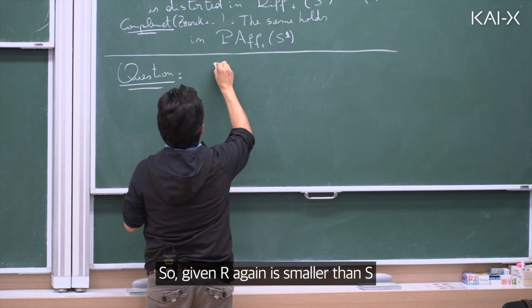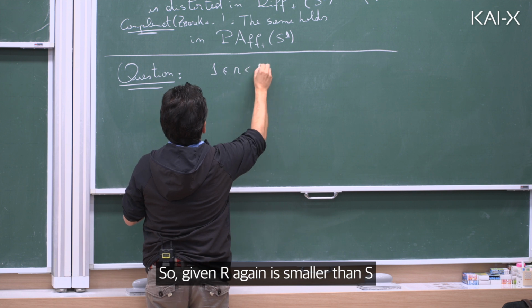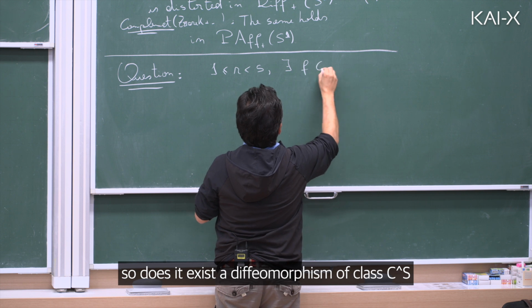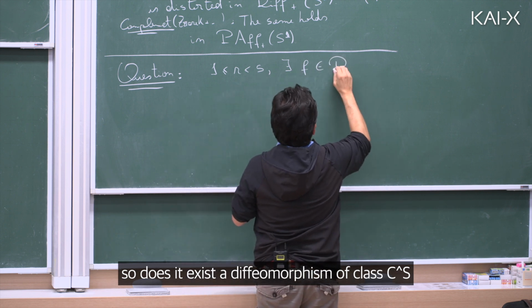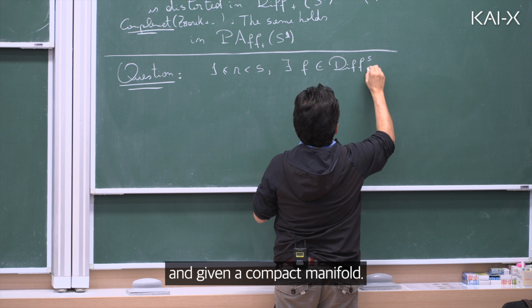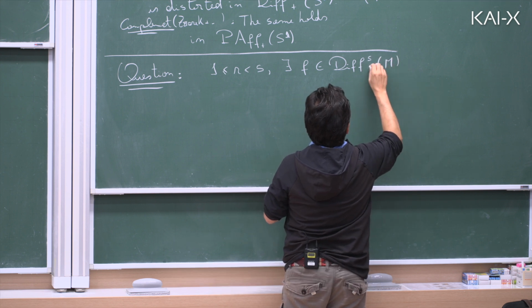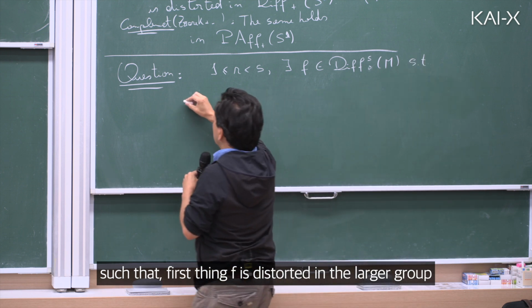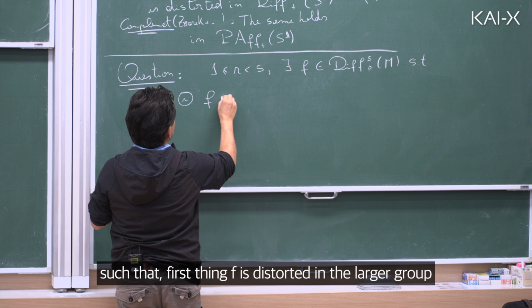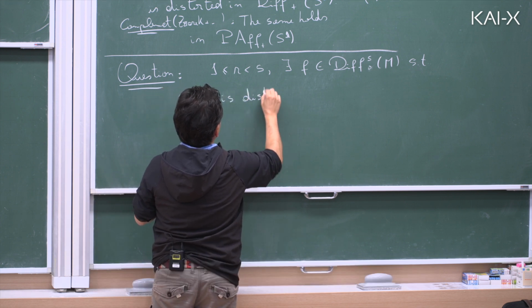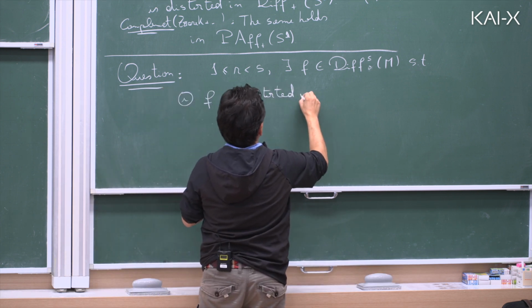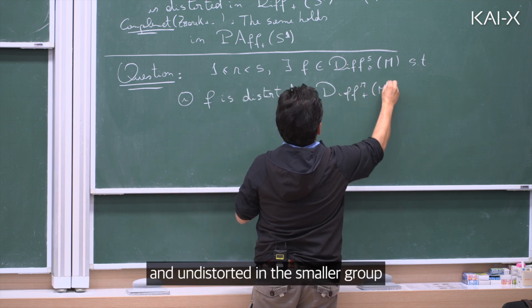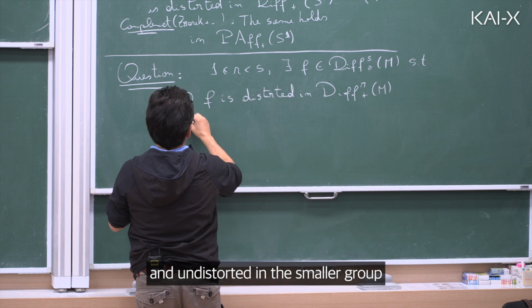So given r smaller than s, does there exist a diffeomorphism of class C^s on a compact manifold such that, first, f is distorted in the larger group, and f is undistorted in the smaller group?